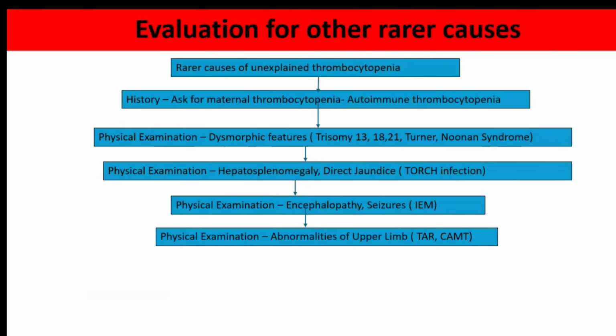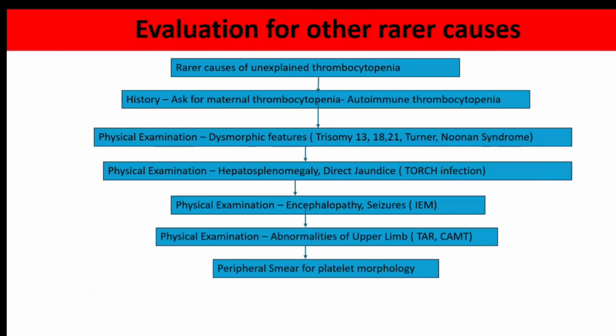If there are any abnormalities of the upper limb, sometimes it may be thrombocytopenia absent radius syndrome, or congenital amegakaryocytic thrombocytopenia. And finally, we should look at the platelet morphology in the peripheral smear.